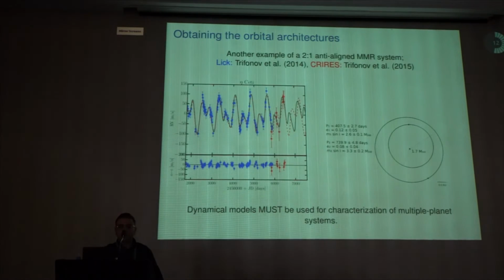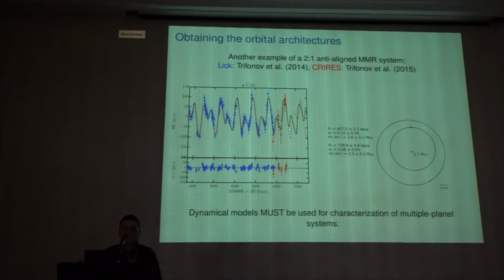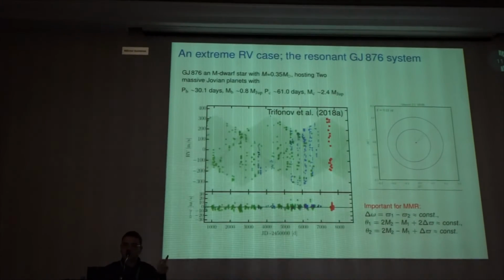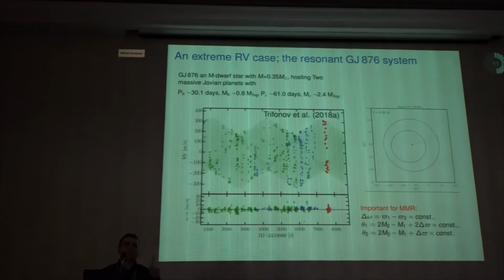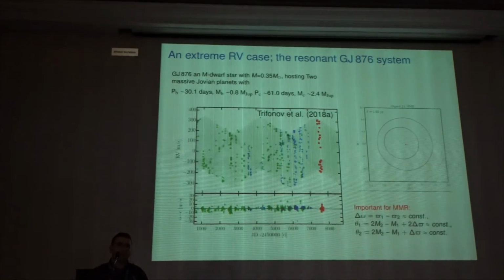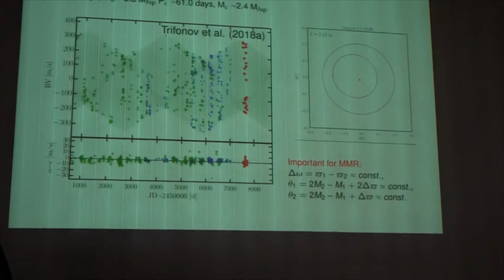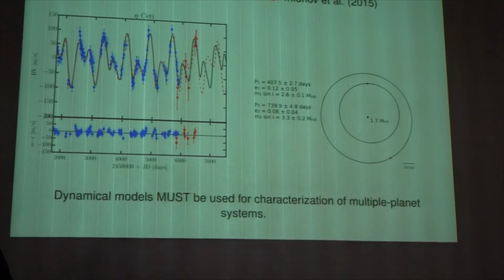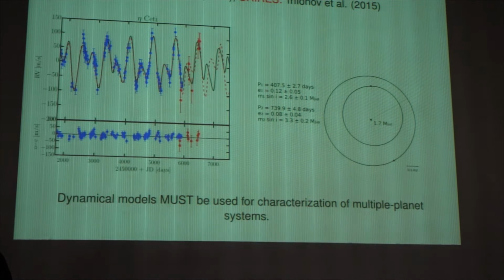Okay, so I just want to introduce another system, and this is more or less why I think it's very important to apply dynamical models. Just want to mention that here a Keplerian model is not even possible to fit. You always have to apply a dynamical model. Keplerian model doesn't work. Whereas in this other system, a Keplerian model works. You can model this data very well.